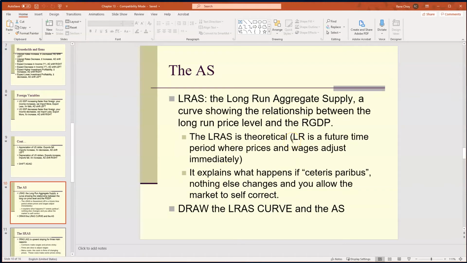Now for our aggregate supply, the long-run aggregate supply line shows you the relationship between the long-run price level and real GDP. Now the long-run line is purely theoretical in the sense that it's always sort of a stick in the future, but it is very much real in the sense that the predictions that this model makes tend to come true. It also explains what would happen if you decide to do one change in the aggregate demand and then let the rest be. In other words, if you create one change and then fast forward into the future. We'll do some examples of this at the end.